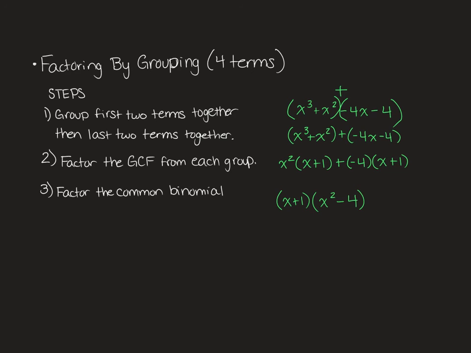Always see if you can factor it more. X squared minus 4 is a difference of squares. So this will factor to x plus 2 and x minus 2. And that is your factored form.